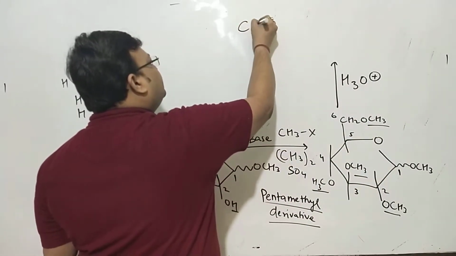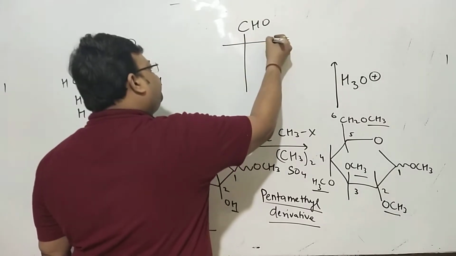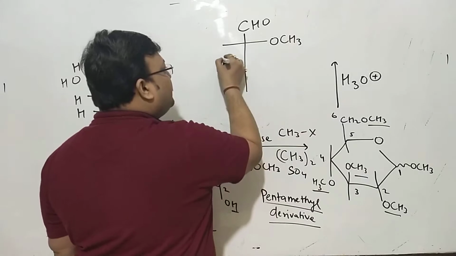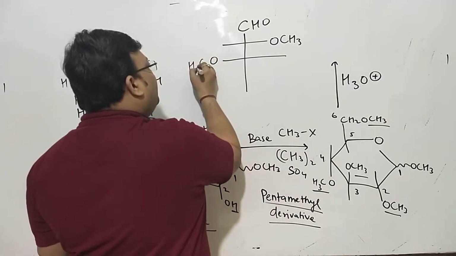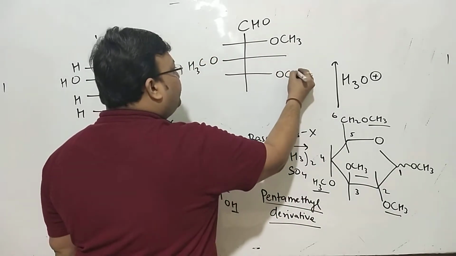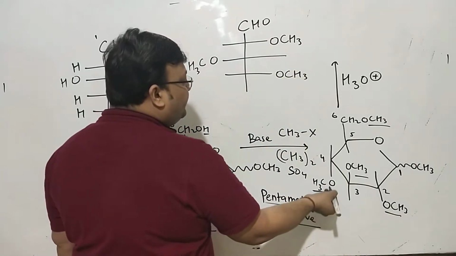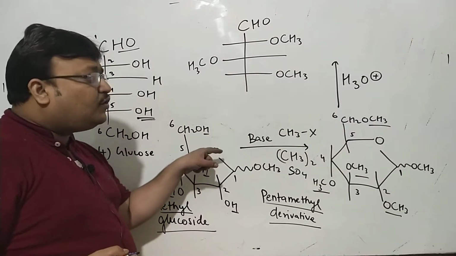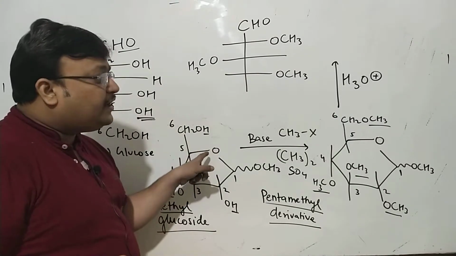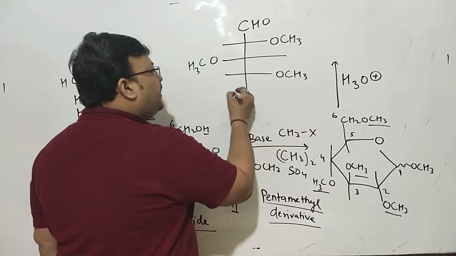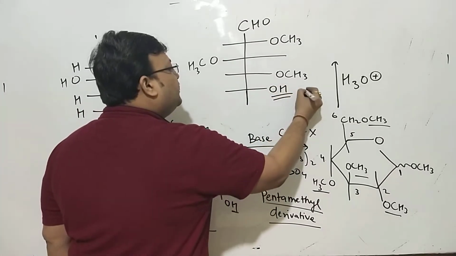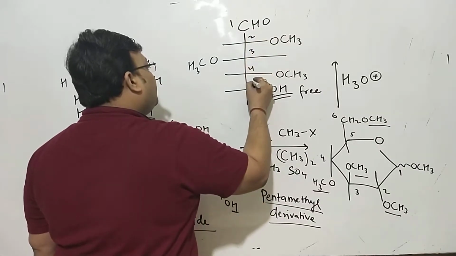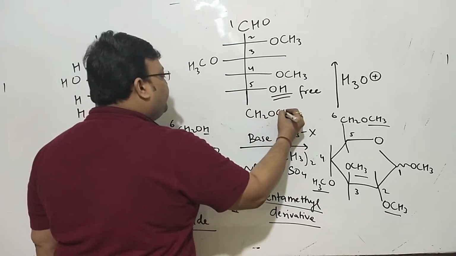Remember, this OH is OCH3 now if the ethers are not affected. And naturally, this carbon 5 OH was not methylated. It was not an ether, it was an acetal. So at carbon 5, you will find a free OH. This will remain CH2OCH3.